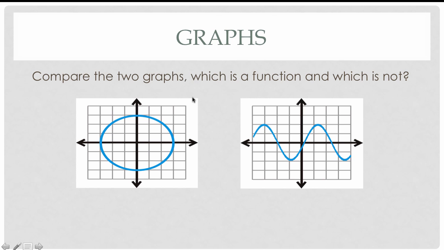All right, let's take a look at two graphs. Which one is a function and which one is not? All right, on this first one, let's see what's happening here. Let's take an x value of 1. There's actually two different points for that x value, right? It looks like if x is 1, I get a y value of 2.8. But if x is 1, I also get a y value of negative 2.8. That's two different y values for the same x input value. So that is not a function.